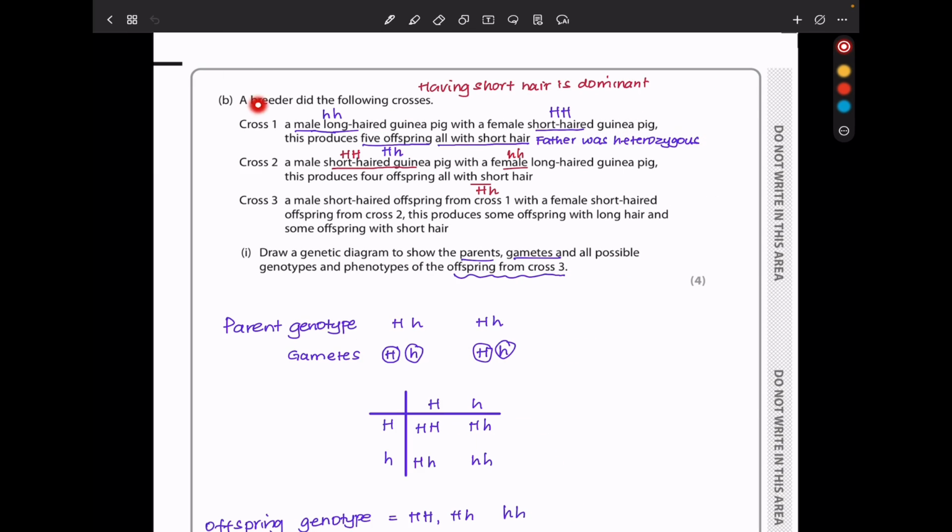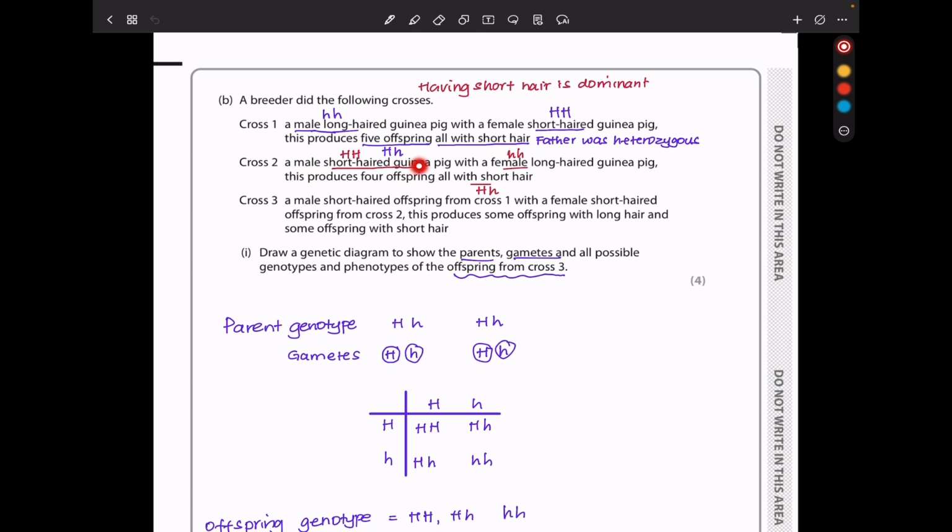Next they say a breeder did the following crosses. In cross 1, a male long-haired guinea pig with a female short-haired guinea pig. This produces 5 offsprings, all with short hair. If all offsprings have short hair, having short hair is the dominant allele, and since we're short-haired, we give them capital H if I take H to be the trait for hair. And these are going to have small h.